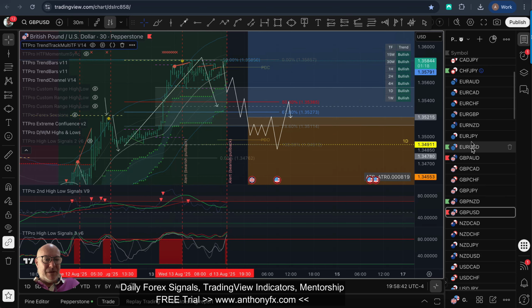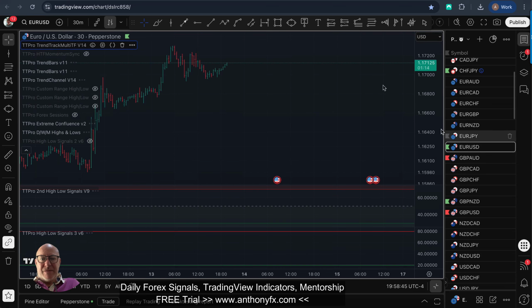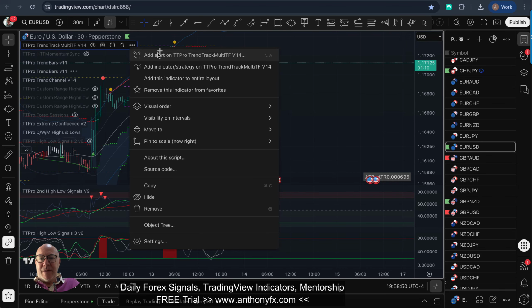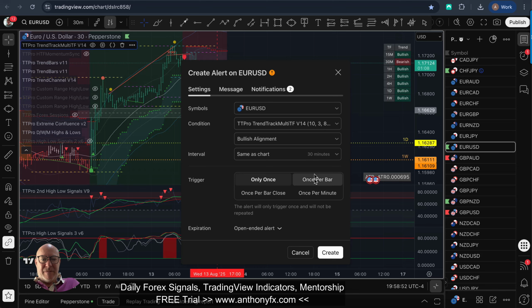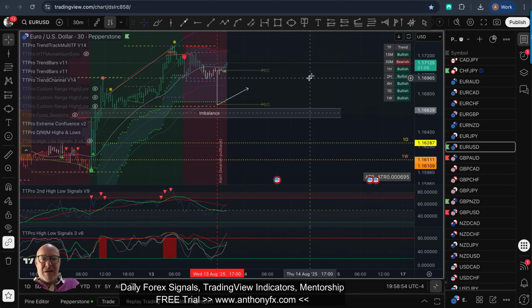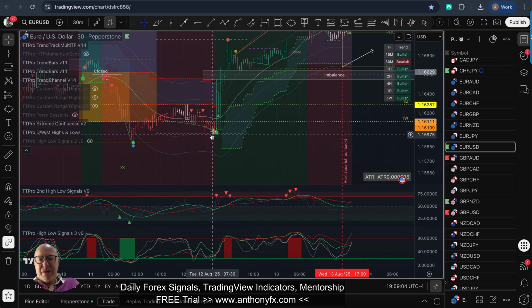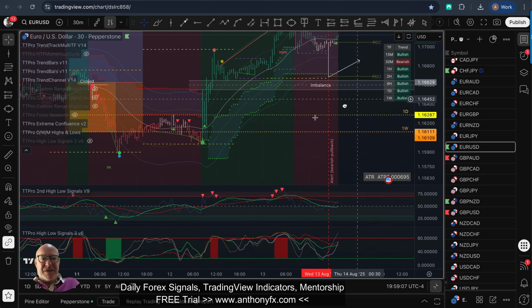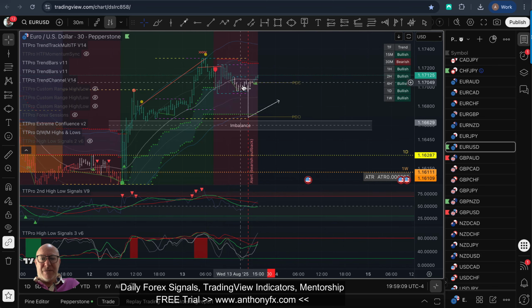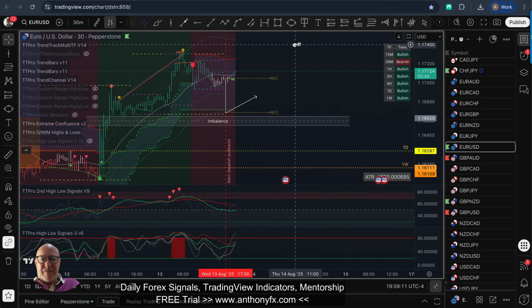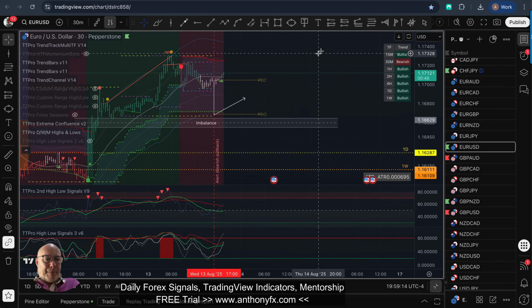That's a really good alert, that one. And so I want that on the euro dollar as well. That is a really important alert. Add alert, yeah, bullish alignment once per bar, create, done. See how this is red now, this background? Okay. As soon as it turns green, that will get us in. And then when we get that opportunity here, right, this is ideal now that it's turned red on the 30-minute time frame. Don't you love it?